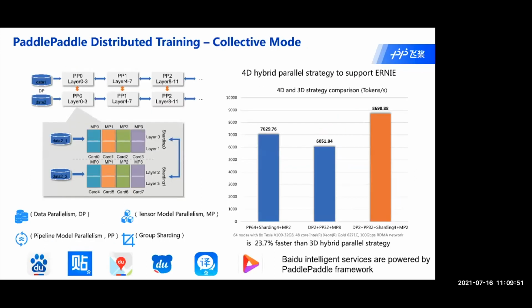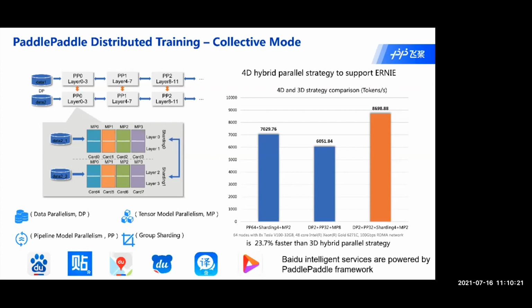And later, in order to train the large scale model efficiently, Paddle has innovatively launched the industry's first 4D hybrid parameter strategy based on the collective communication technology. That is the data parallel, the model parallel, and the pipeline parallel, and the group parameter slicing. Those 4 strategies are used in combination.